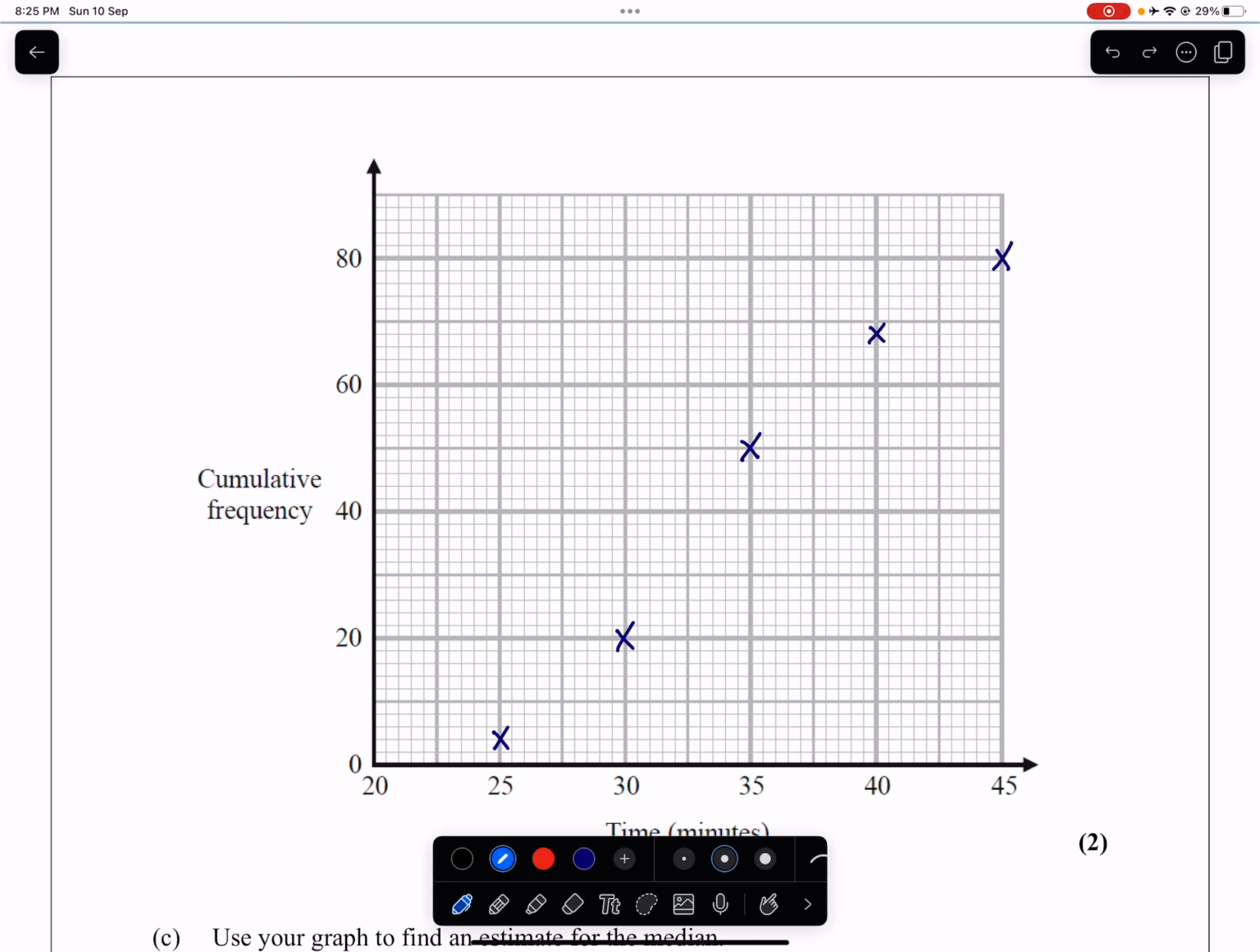You don't need to join it up to the origin, so this little bit there isn't technically needed, but I'm going to draw it in anyway, just because it technically exists. Whether or not you need it for the marks is sort of irrelevant. A complete cumulative frequency graph would look like that. But if you did forget this bit here that I've scored out in red, that is totally fine. So that is our cumulative frequency graph.